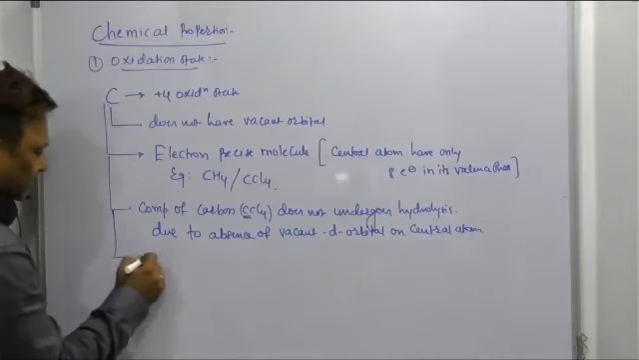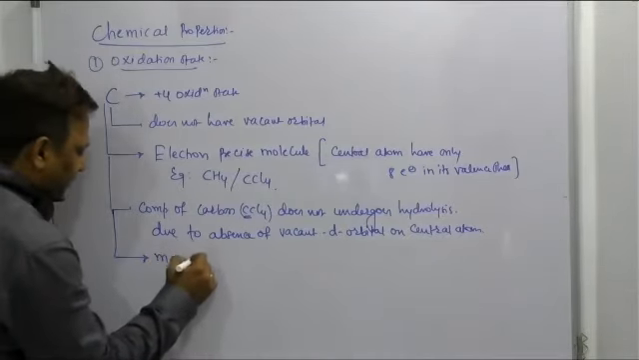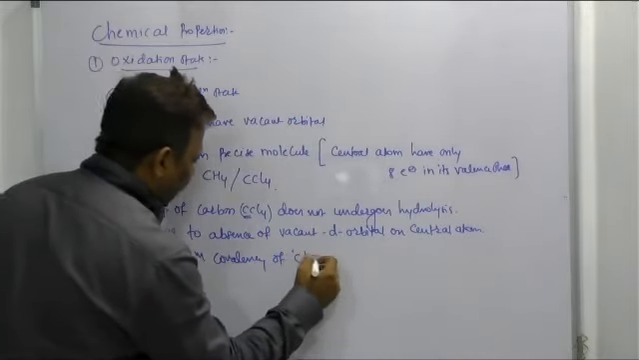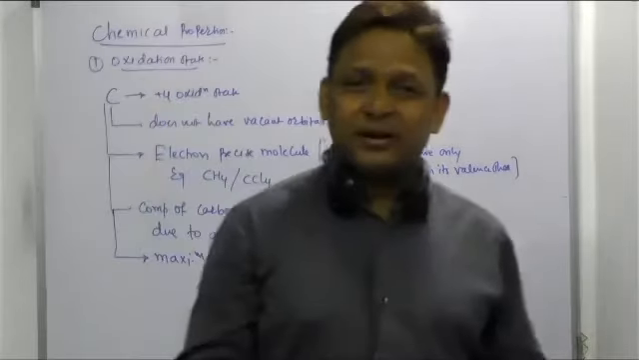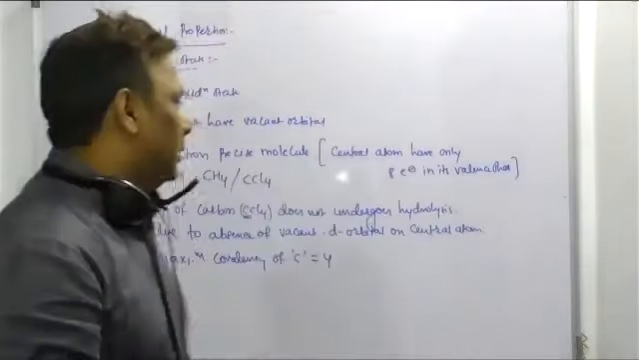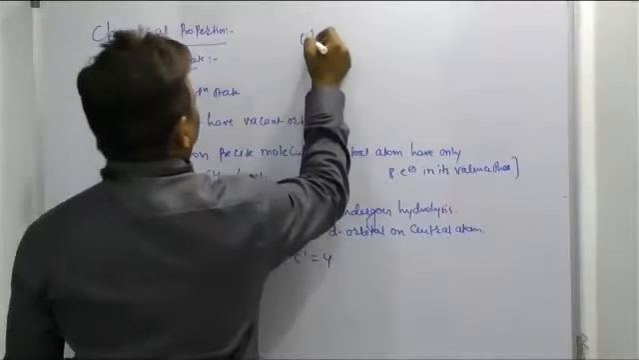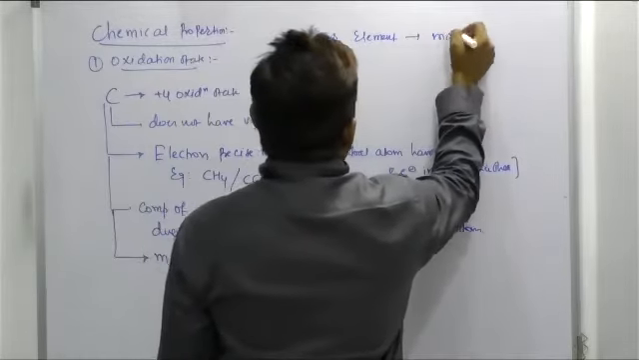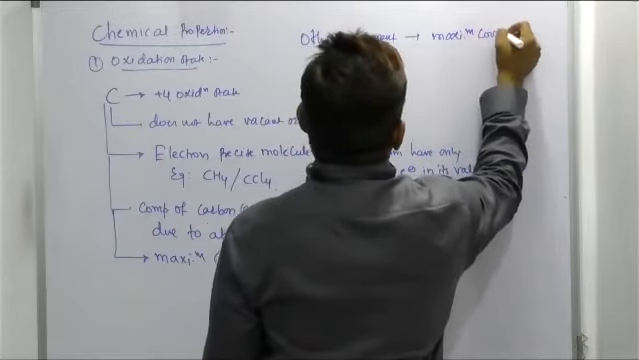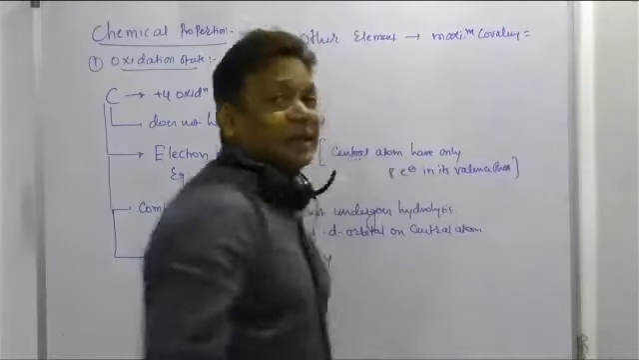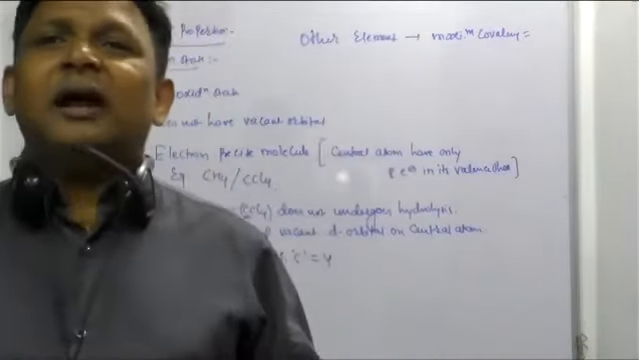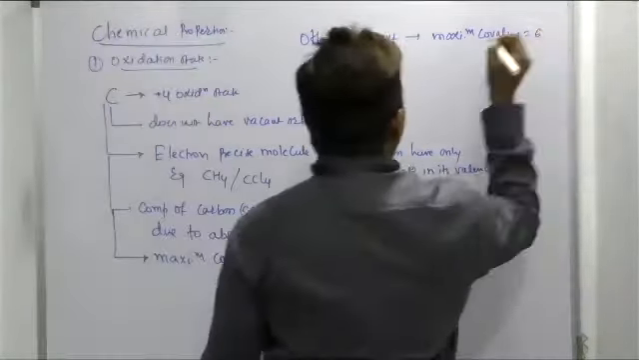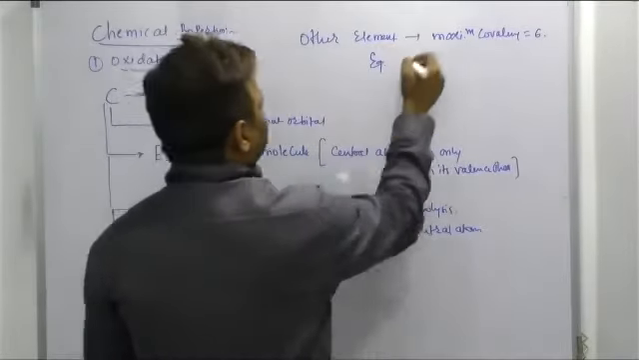So what we can say, beta, the maximum covalency of carbon must be 4, because due to the absence of vacant d orbitals it cannot expand its octet. But other elements of this group have a tendency to expand their octet, and they can have their maximum covalency up to 6. For example, after carbon, what is that? Silicon.